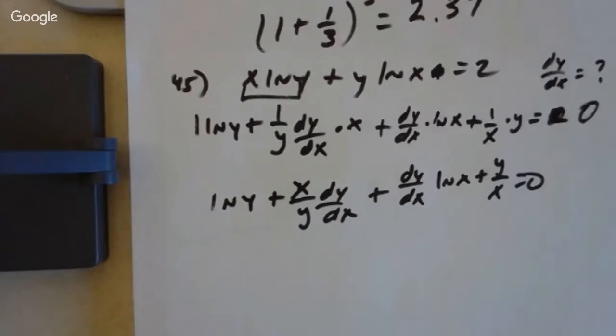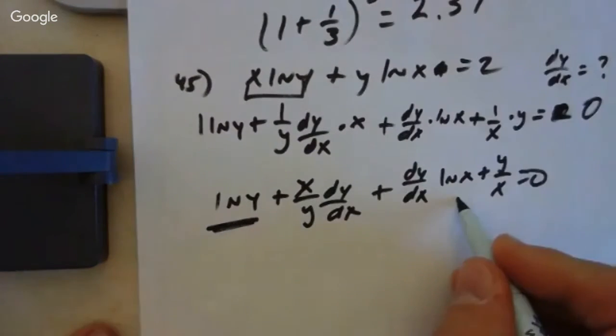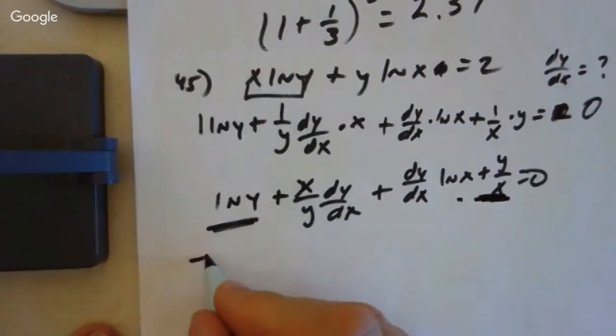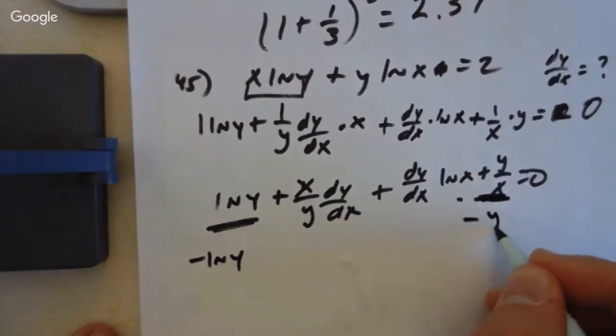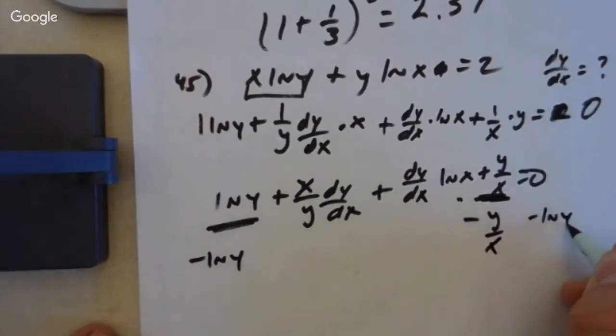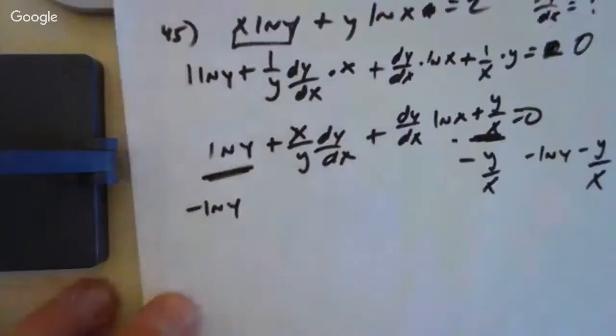Questions on that so far? Everything after this is algebra. This is the calculus part. So I'm going to take everything that doesn't have a dy/dx and move it over to the other side. So I'm going to subtract ln y, and subtract y over x. Let's stop and check up.